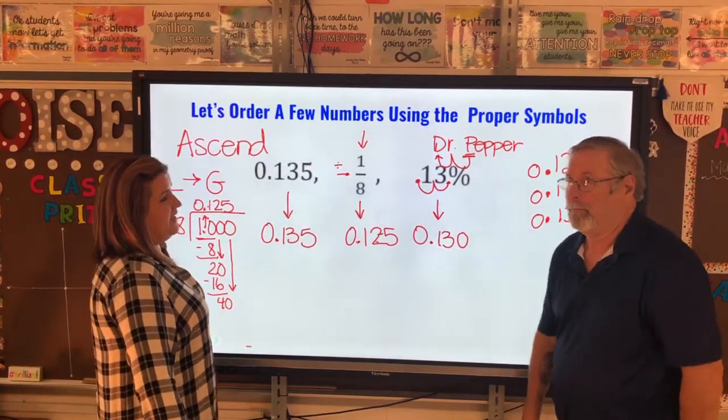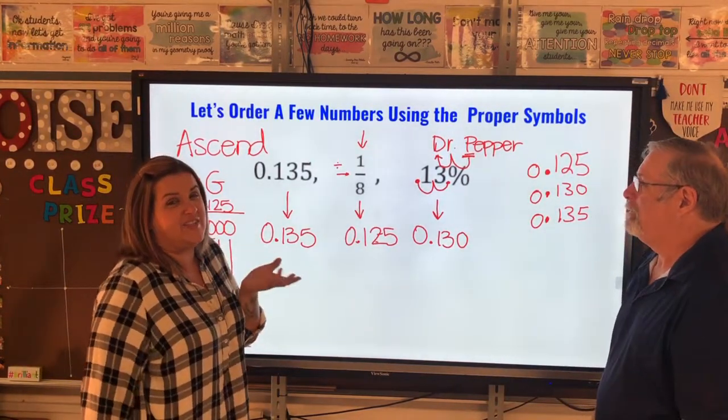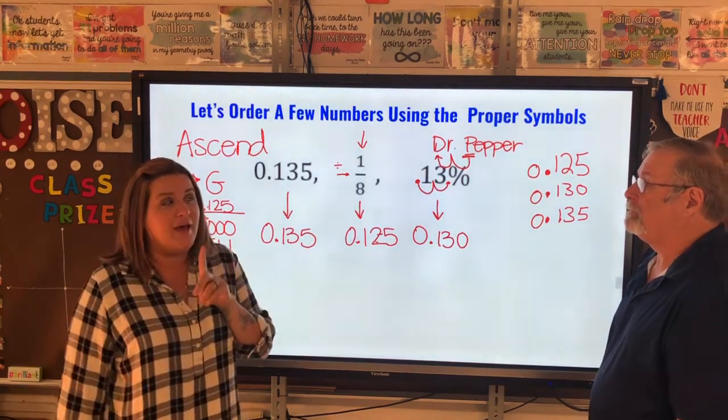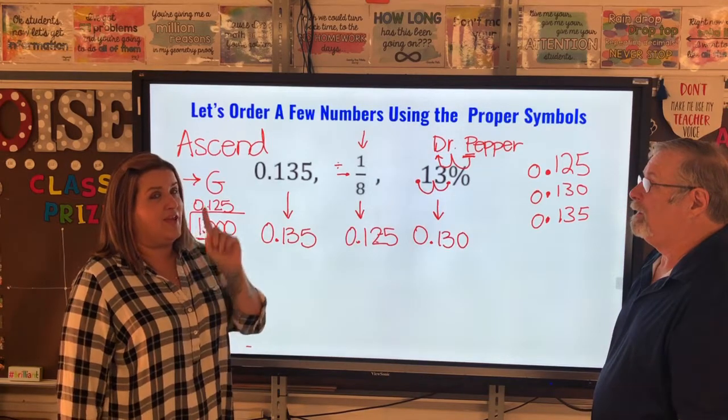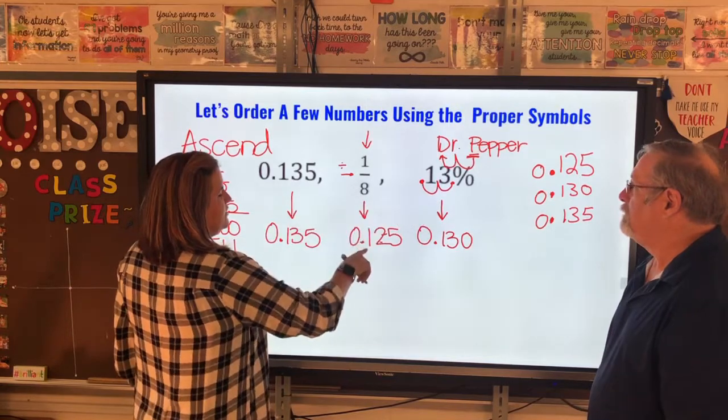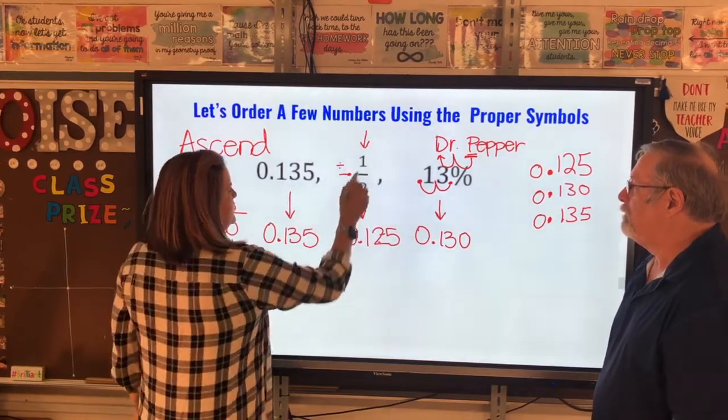That's right. So now let's place them in order. Mr. William kind of did it for us, right? 125, 130, 135. But we write our answer in the original form. Yes, we do. So 125 was the smallest, or 125 thousandths, which was 1/8.